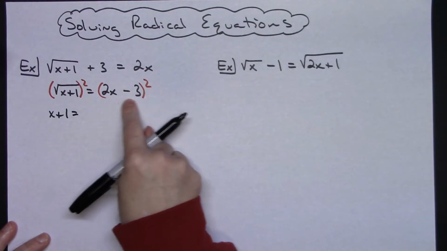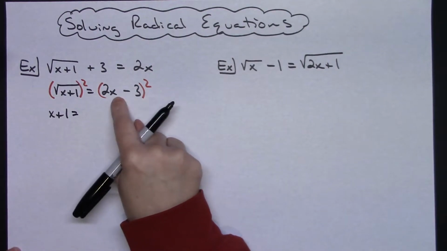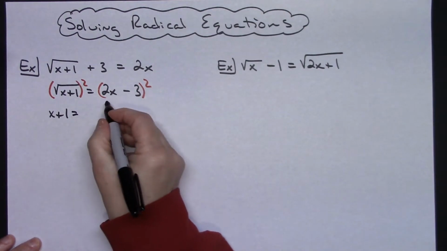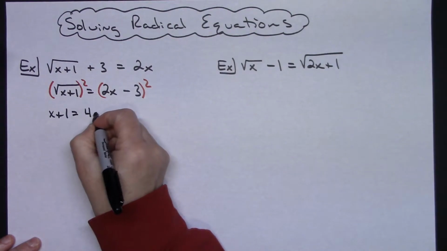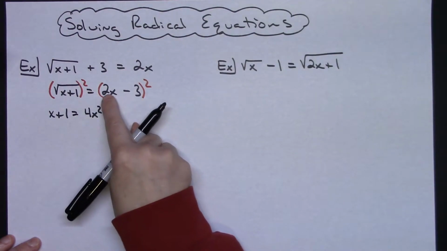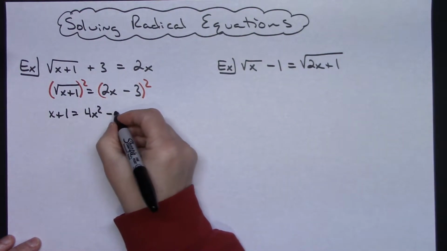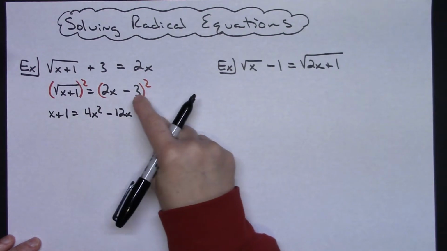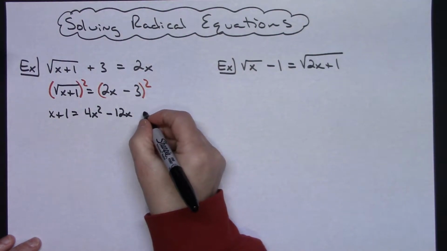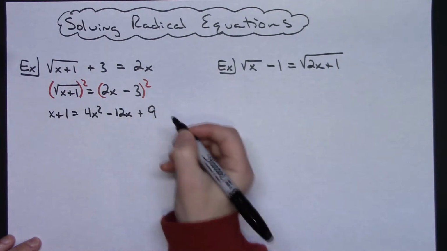Squaring out this binomial, I'm going to have to FOIL it. First term squared, so 4x squared. Inside terms, I would have a negative 6x, and times another negative 6x, which is going to give me a minus 12x. And then squaring the last term there, a negative 3 squared would be a positive 9.